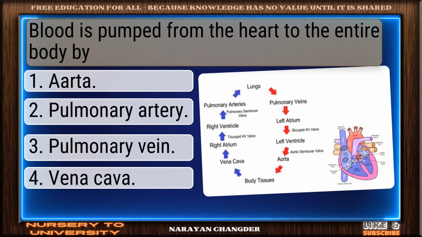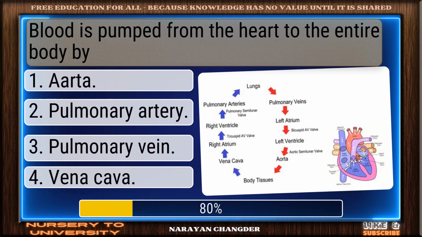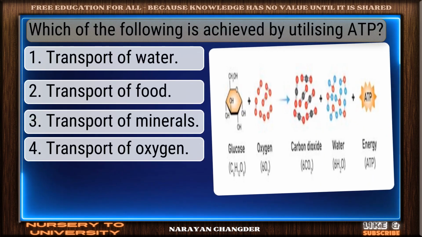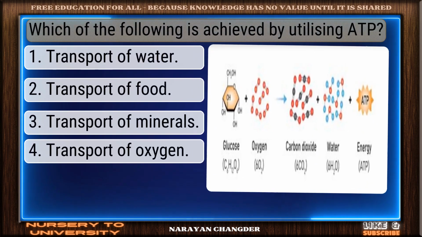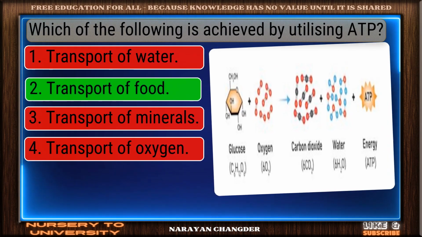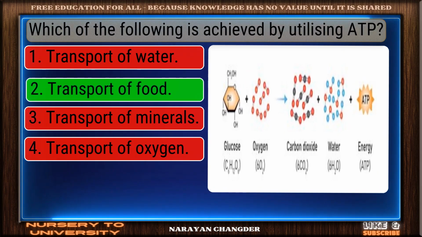Blood is pumped from the heart to the entire body by? On track. Aorta is correct. Which of the following is achieved by utilizing ATP? Excellent choice. Transport of food is right.